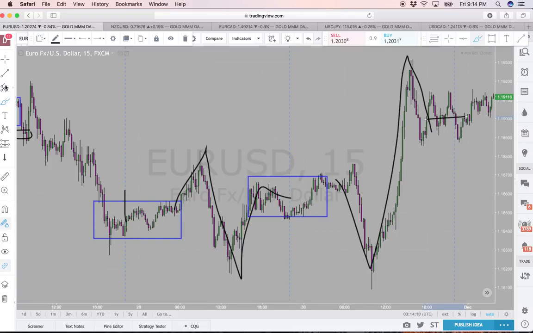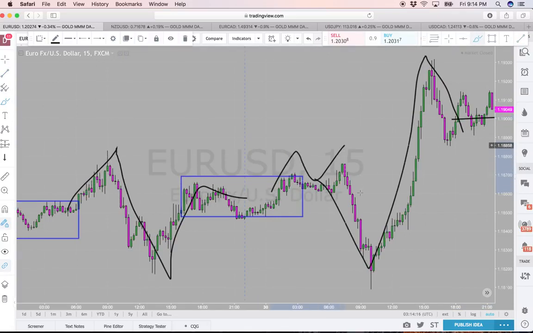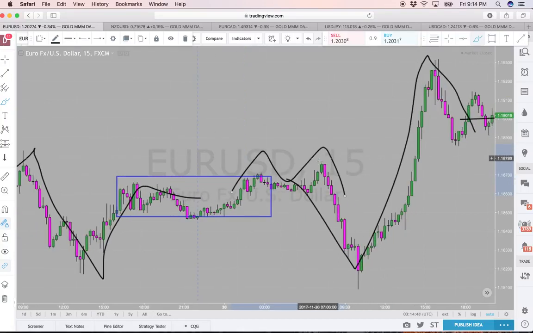Okay, we can see the small M formation right here. This is a valid M formation. We can see it happened. It looks like it happened right at the start of London session, which we've talked about in a lot of our videos about M formations, that they form London session or New York session. The second leg of the M a lot of times will form in either the London or New York session.